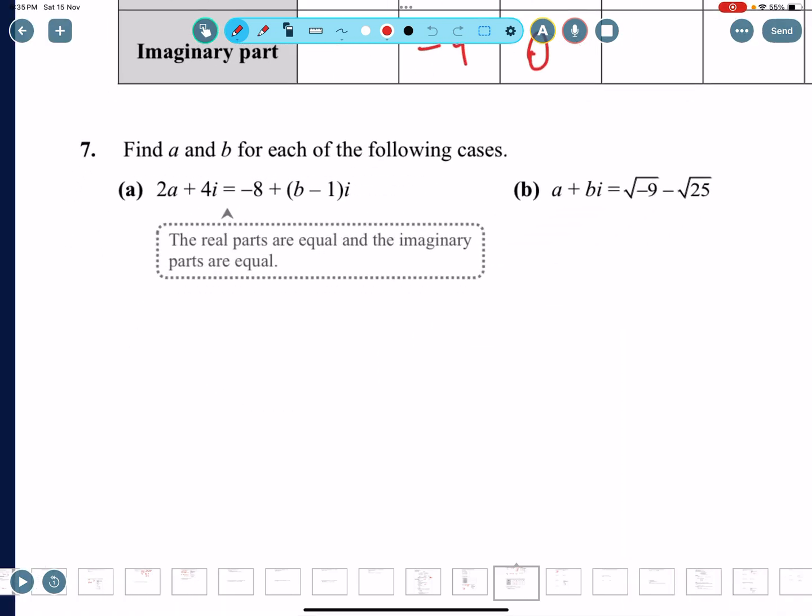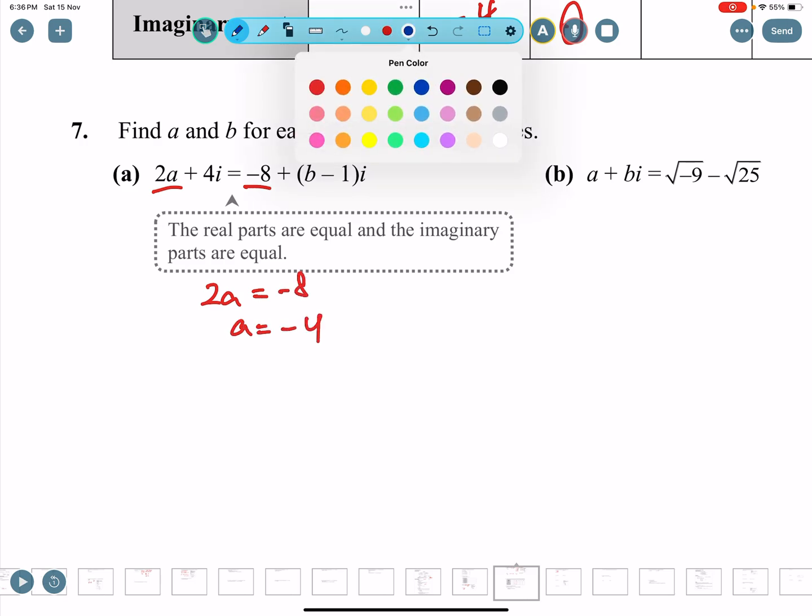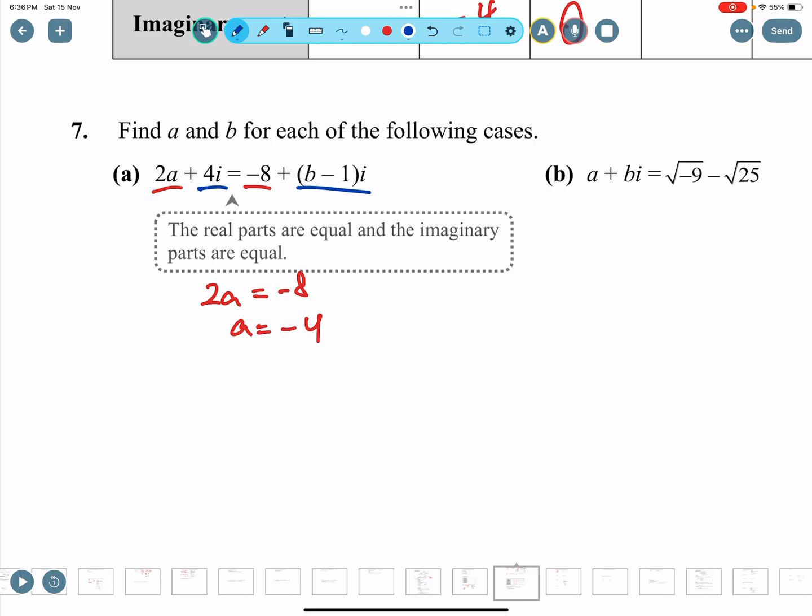Okay, last type of question. Now over here, they said this is equal to this, so you can do something called like terms. The real part is equal to the real part here. So if you do 2a equals -8, you can solve a = -4. The imaginary part is the same as the imaginary part there, so 4 is equal. You don't have to include i, you can. If you include i, you're just gonna cancel it anyway, like that. So 4 equals b minus 1, and that is b equals 5. So those are your two answers.